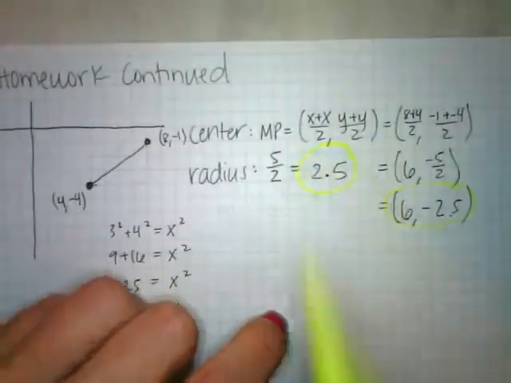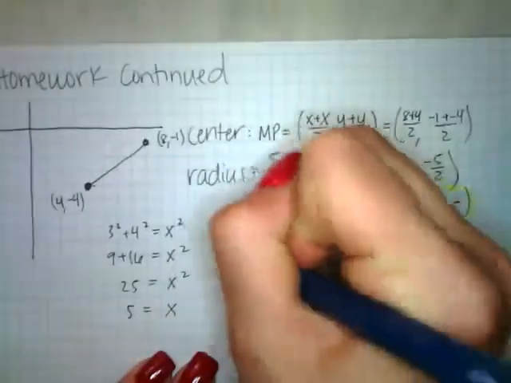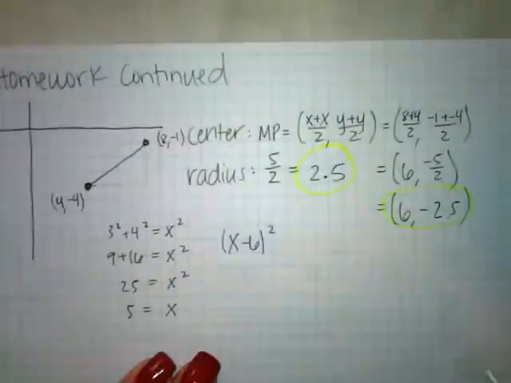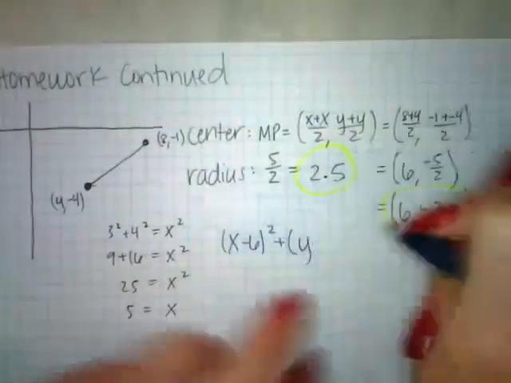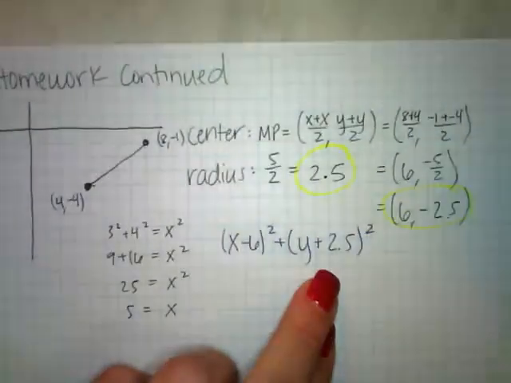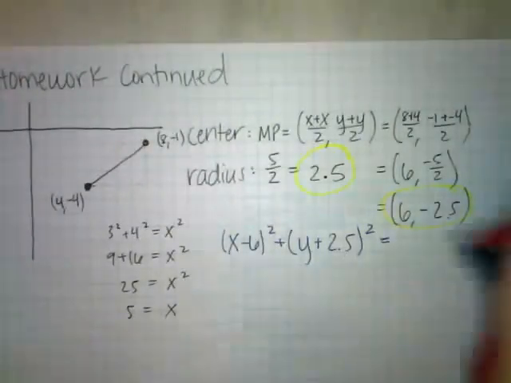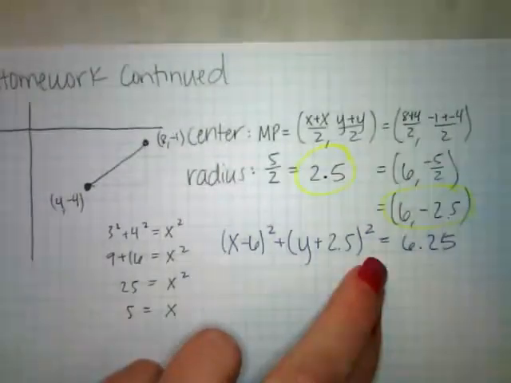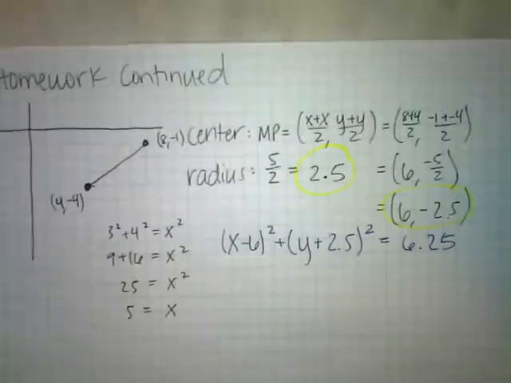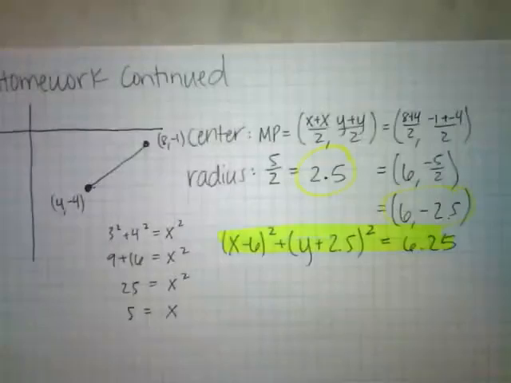I have my radius. The last thing I need to do is plug this into the standard form of a circle. x minus 6 squared plus y minus a -2.5, so that's going to become addition, squared, equals our radius squared. Let me check with my calculator, and it looks like 2.5 squared is 6.25. This is now my final answer for question number 5.